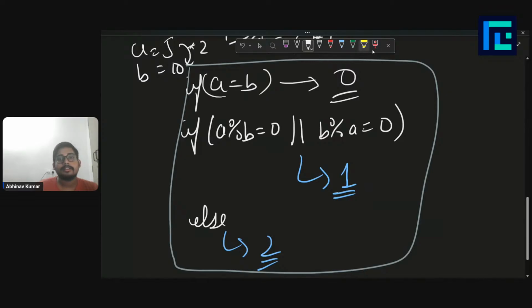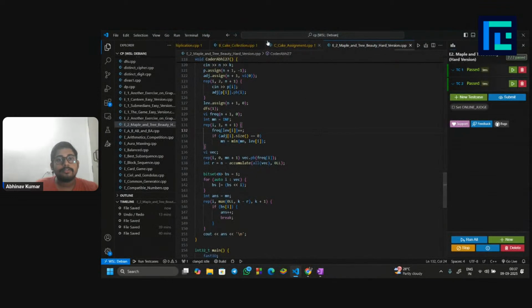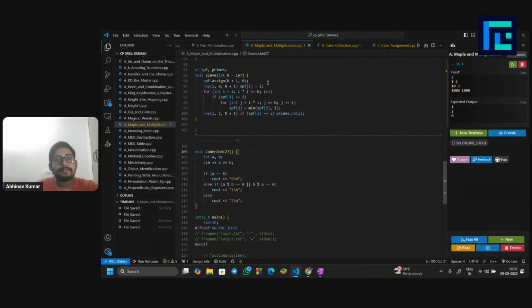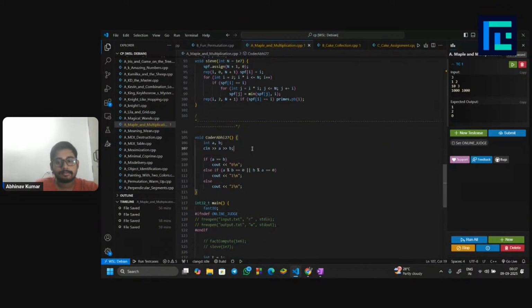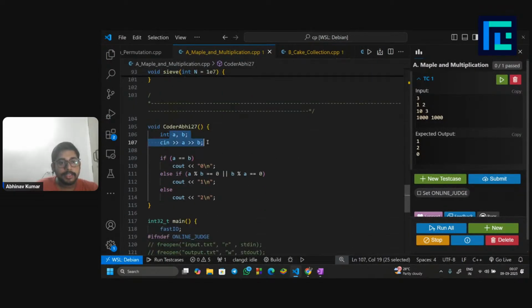Okay, I hope the first problem is clear to you. If we look at the code for the first problem, we take a and b as input. If a and b are already equal, we print 0 as our answer. If a is a multiple of b or b is a multiple of a, we print 1 as our answer. Otherwise, we print 2 as our answer. That's all our code is.